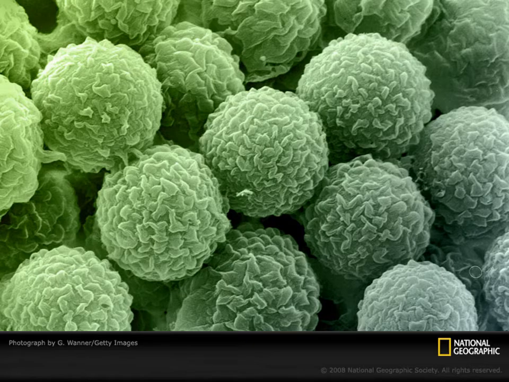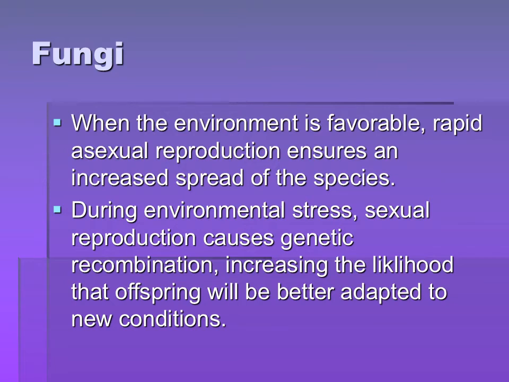Have to depend on themselves. They can reproduce in different types of ways. It makes them able to withstand lots of different environments. Again, when the environment is favorable, rapid asexual reproduction ensures an increased spread of the species. During environmental stress, sexual reproduction causes genetic recombination. That means the genes of different types of fungus come together and combine, which increases the likelihood that offspring will be better adapted to the new conditions.